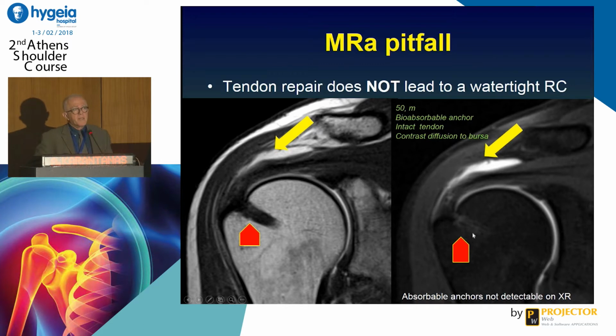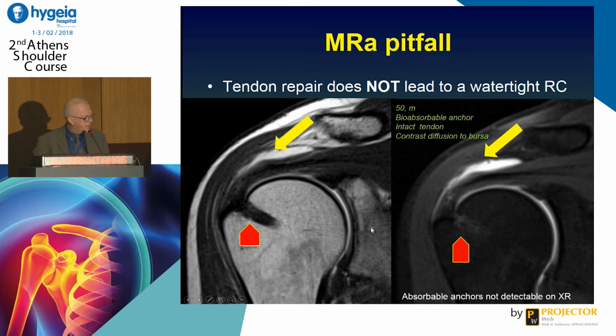A well-recognized MR pitfall, which I almost always see, is the presence of contrast after being injected into the glenohumeral joint, into the bursa. That's contrast injected into the joint. That's a normal finding. It's not suggesting a tear of the supraspinatus, and this has to do with the fact that tendon repair does not necessarily lead to a watertight rotator cuff.